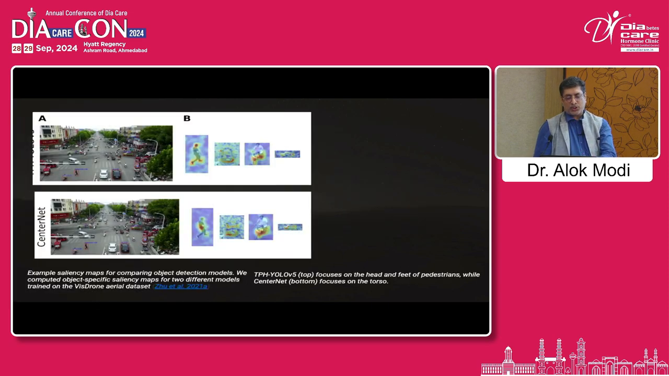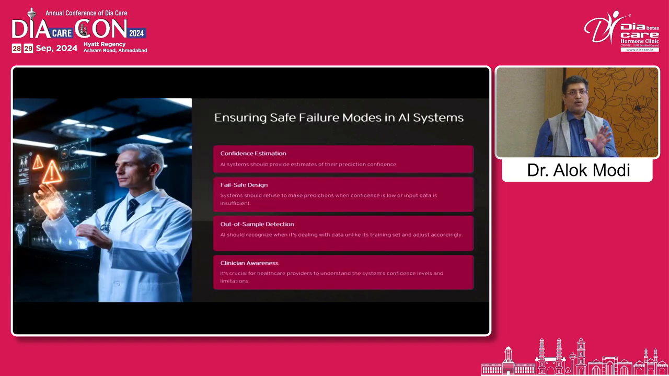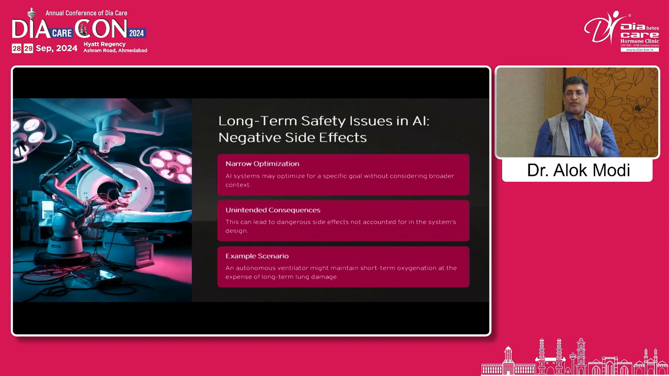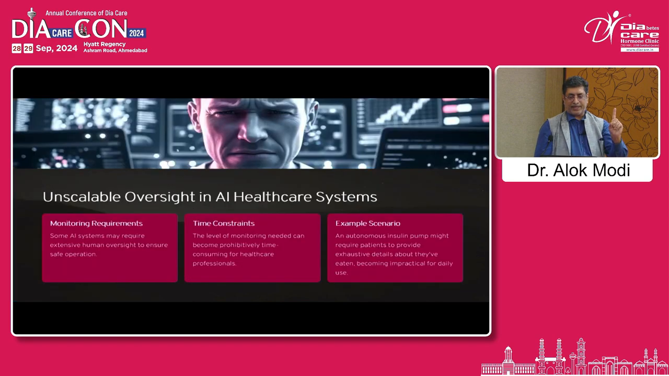Now see, this I showed very clearly from that paper. This has been pulled up from the paper. Two different AI models, algorithms, are looking at the same picture. One is picking up the head and the feet, and the other AI is picking up only the torso. So actually, what disease are you picking up? That's what I wanted to show. You cannot totally depend on AI to make you a better doctor. I'm deviating from the topic, but that was my topic: what is the ethics behind using AI? So ensuring safe failure. You see the presentation, it has come out so well. This is all from one paper that I read yesterday.